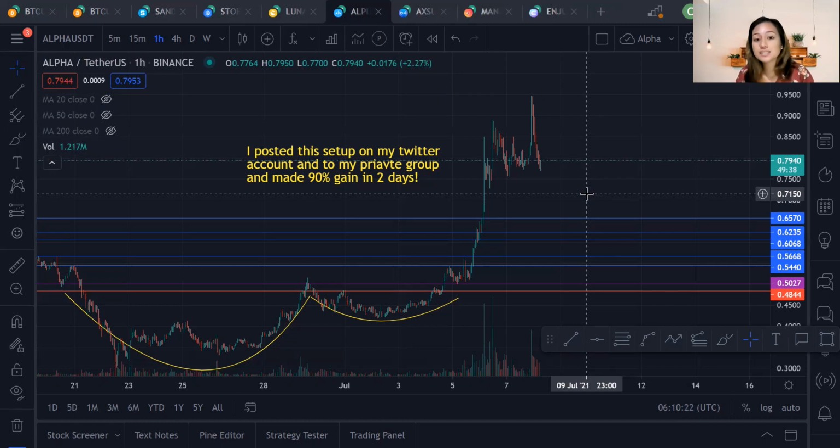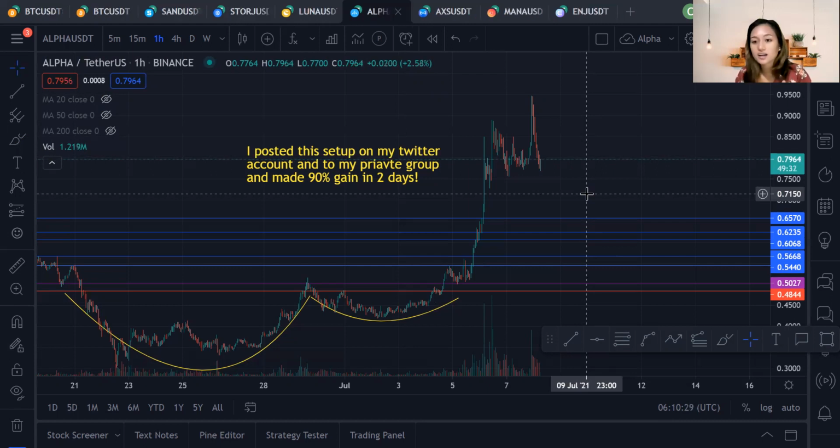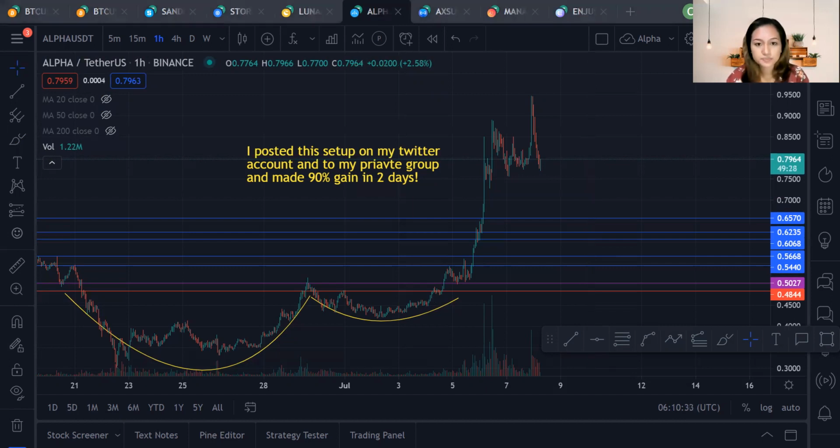So I posted this setup on my Twitter account and also in my private group. Let me see, when did I post the setup? I posted this setup on July 5. That's 3 days from now. And what happened? It gained 90% in just 2 days.